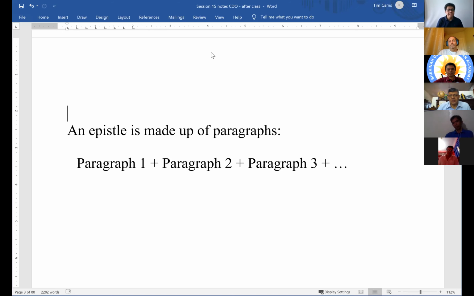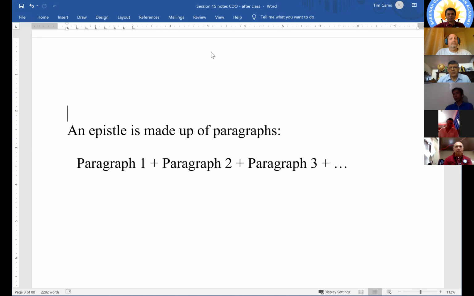So for example, if you're reading the epistle to the Ephesians, the first paragraph is a declaration of praise: Blessed be the God and Father of our Lord Jesus Christ. So that first paragraph is a form of praise. The second paragraph is then a prayer. The third paragraph in the epistle is focused on who we were before salvation: you were dead in your trespasses and sins, but God made you alive. So each epistle is made up of several paragraphs, and each of those paragraphs is a unit of thought.